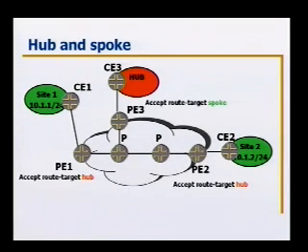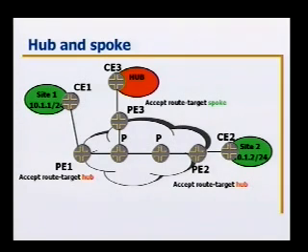So we have these two green sites, which are the spoke sites. And we have this one red site, which is the hub site. And what we want to do is force all traffic, even the traffic between the spoke sites, to flow through the hub site. Why would I want to do that? Let's say because that's where my firewall lives. So I can force all traffic to pass through the firewall.